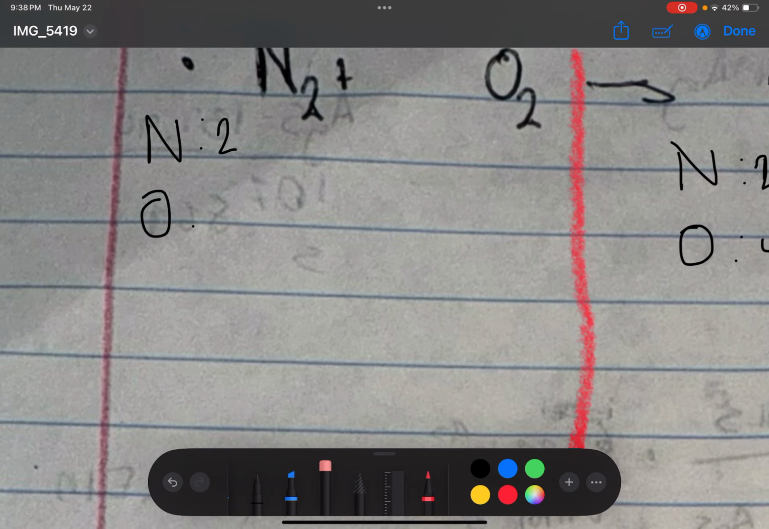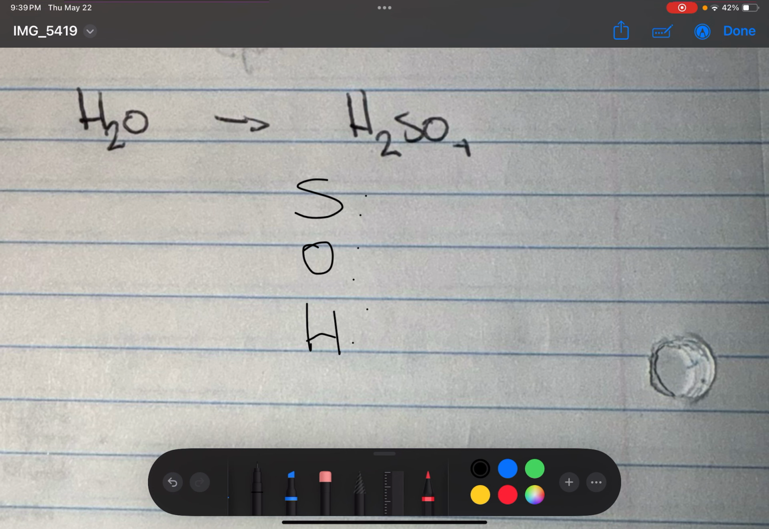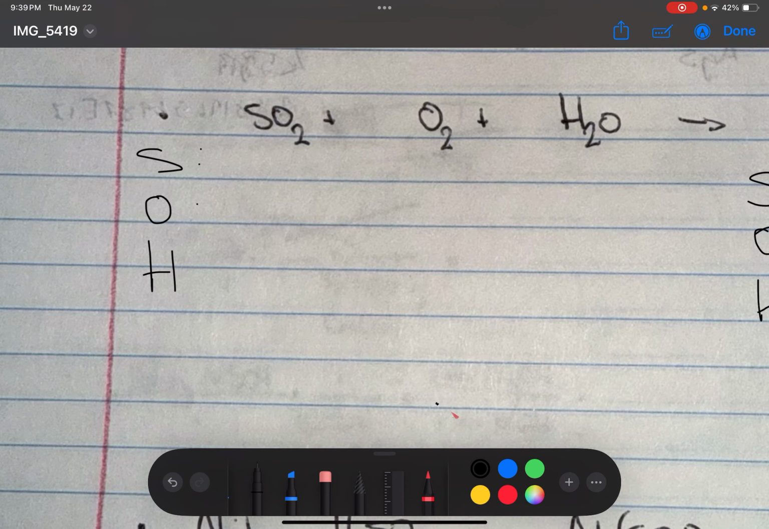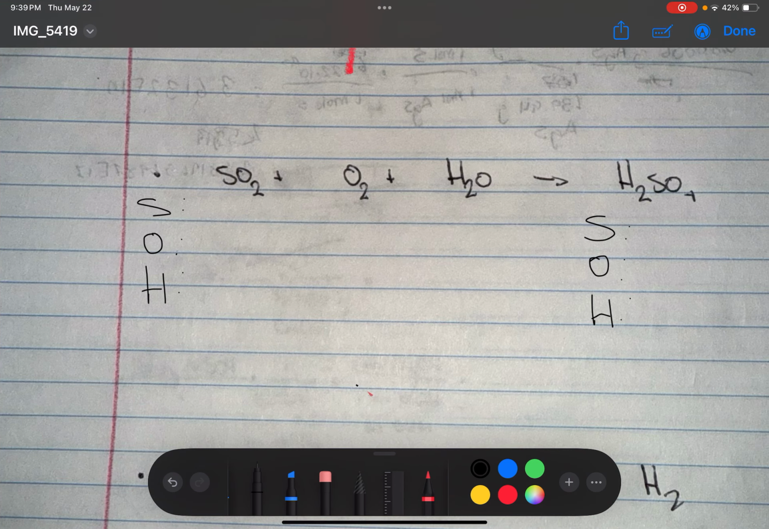So next one, let's take a good look. We got an S, we got an O, we got an H. O-H. Oh my god. S-O-H. Boom, boom, boom. And then we count it. Let's draw our little line. Our arrow's right here.